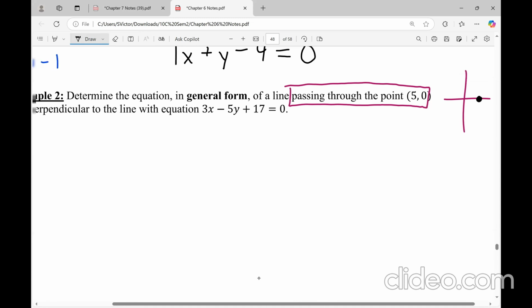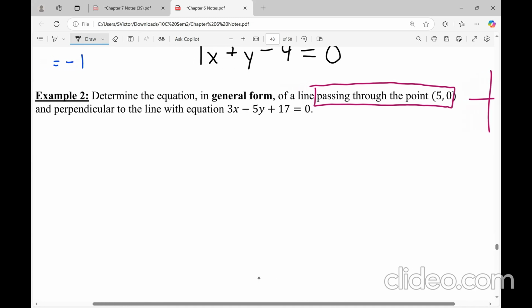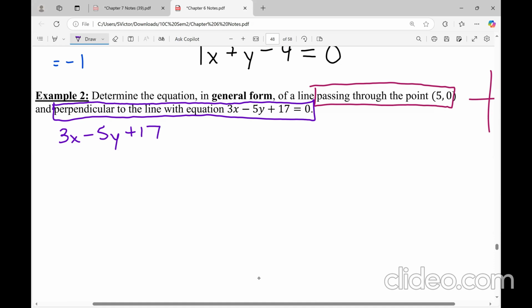Here's our other clue. It is perpendicular to this line. What do we know about perpendicular lines? Their slopes are opposite sign reciprocals. So we need to figure out the slope of this equation. Now remember, general form tells us nothing. So we need to change it into our slope y-intercept form then. So I'm going to take my equation, 3x minus 5y plus 17, equals 0.